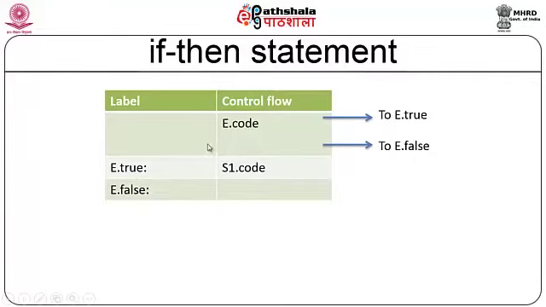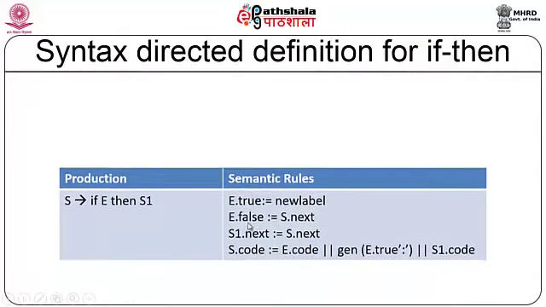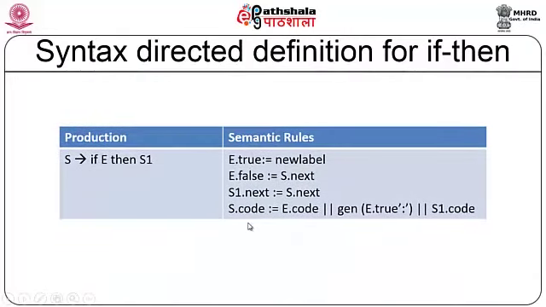In the true label, you have the code corresponding to the statement S1. The false label will typically be whatever should be carried out if this expression fails. So, the statement which is following immediately after the if then construct should be evaluated, and that will be part of the E dot false situation. So, based on this we have the syntax directed definition.